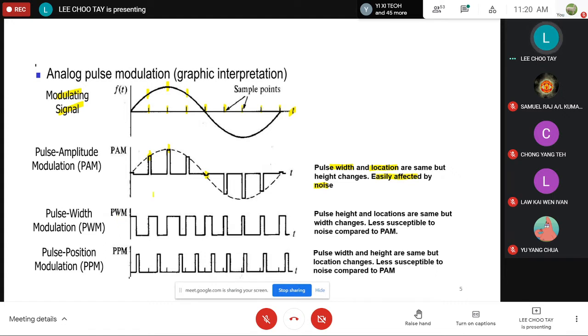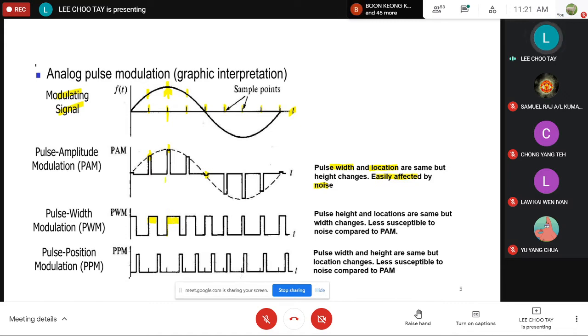In PWM, the width of the pulse is proportional to the amplitude of the modulating signal. Taking an obvious example, if you look at this instant in time, the amplitude of the modulating signal is the highest. Therefore, you can see the width of the pulse is the widest as well. The sampling point is still the same. So at the instant of sampling, which is here, the pulse will go up, but how long it lasts depends on the amplitude of the modulating signal.